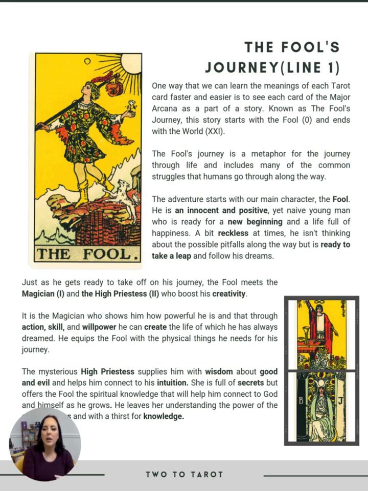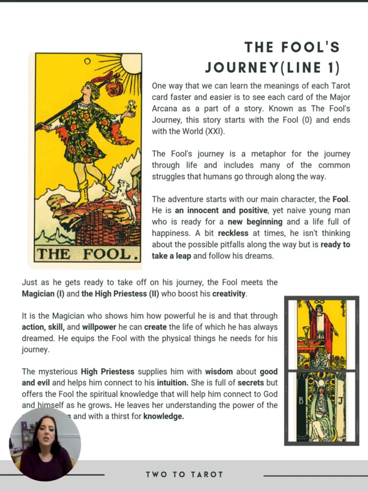You'll learn a little bit further in the course that reversals are usually read as the low vibe. Not always. The 5s are usually an exception. The 3 of swords is an exception. But most of the time, if you pull a card upright, that is the high vibe version. So when you see that the fool is innocent and positive, that's going to be the upright version. But when you see that he can be a little bit reckless and not ready to take a leap at times, that is the low vibe or the reversed version.